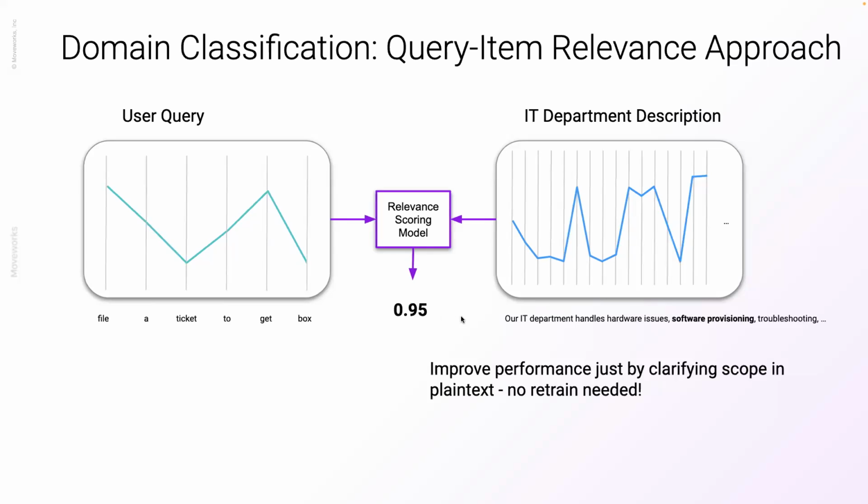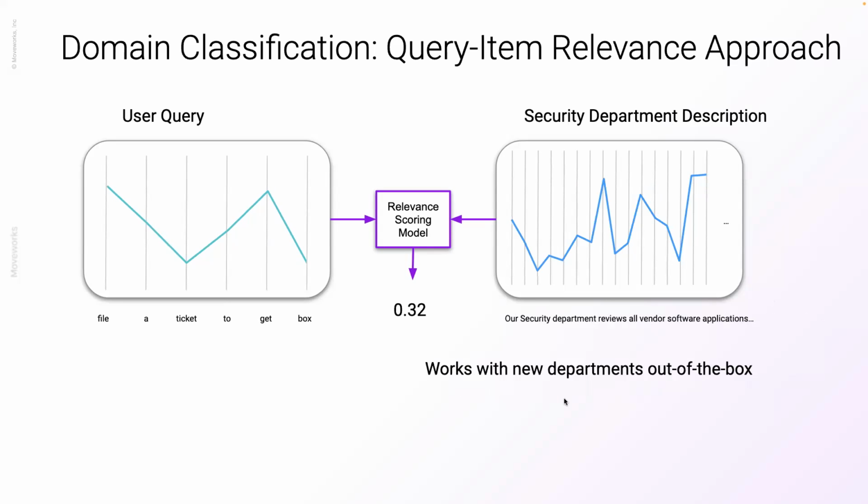What's nice about that is you can improve performance just by clarifying the scope in your plain text. For example, you could just add to the description, our department handles hardware issues, software provisioning, troubleshooting, and increase the score for queries to get software with no retraining needed. What's also nice about this approach is it works with new departments out of the box. If you train a really good general model that, given a representation of a query and a representation of a department, gives a score, then you just plug in a new description, like, here's a security department. Our security department reviews all vendor software applications, and you get something out of that as well. This is something we've been doing with some pilot customers for custom domain. Stay tuned for this in larger products soon.